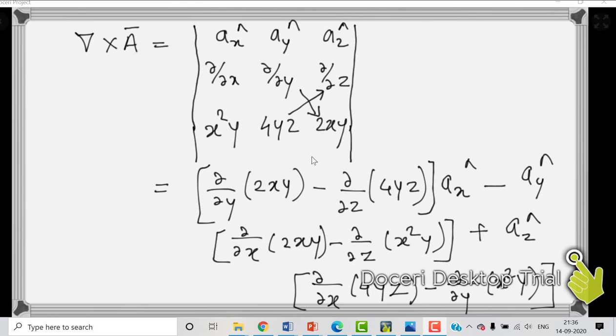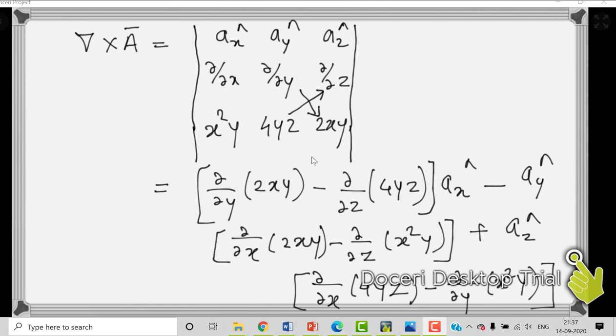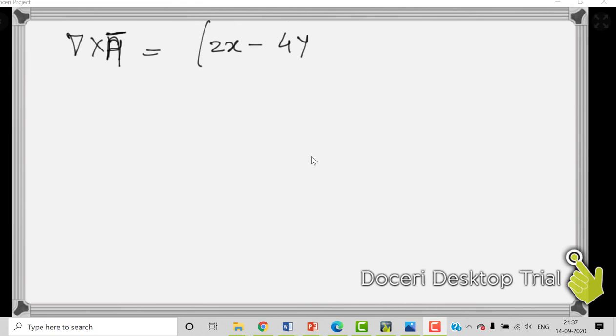Okay, so after this, what is dou by dou y of 2xy? It is 2x. Dou by dou z of 4yz is 4y. So for the first term, del cross A is equal to, because vector A bar is given, 2x minus 4y. Is it correct? Yes, 4y. Right. And then it is multiplied by ax cap.